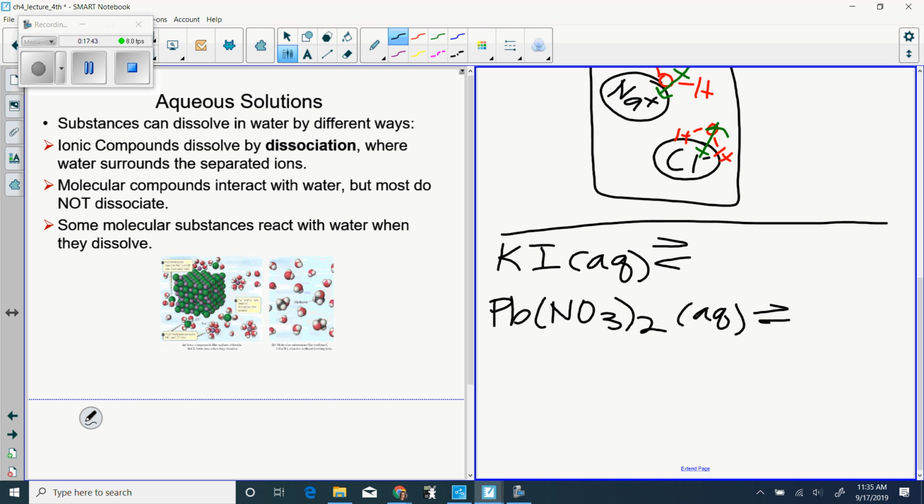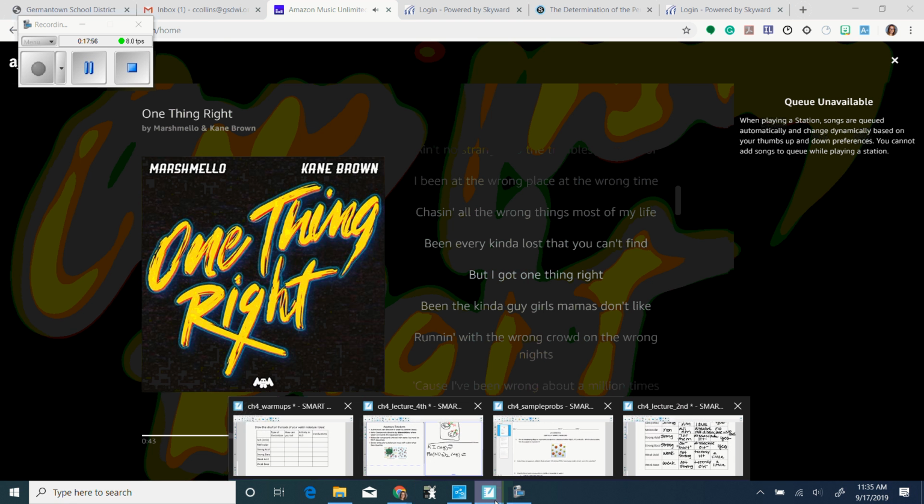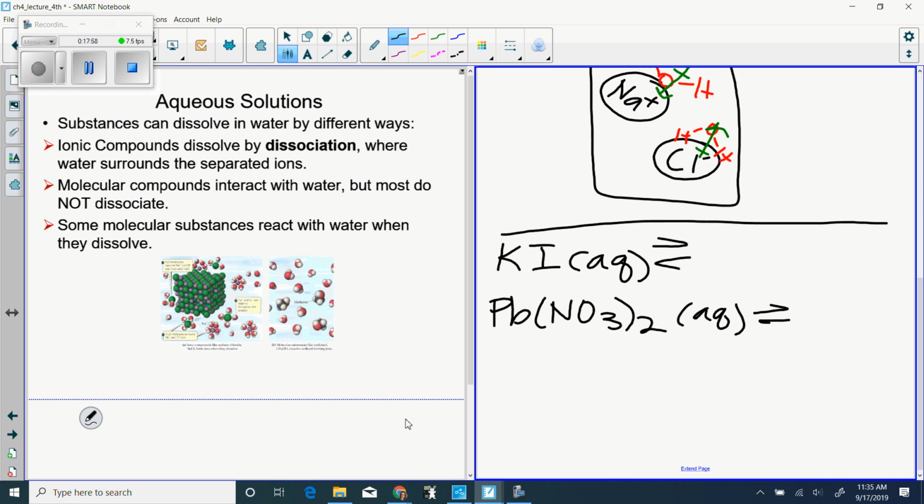So when the music starts with your battle buddy, see if you can figure out what these two would split into, what the other side is, and balance your equation. Don't forget to balance the equation. Ready? What are those ions? Set? Go. They're equilibrium arrows. So arrow forward, arrow back.